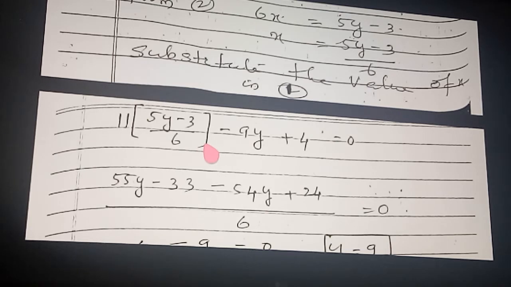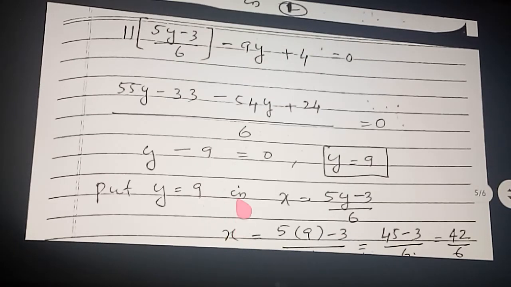If you are not able to do it directly in this way, do one more step, no problem. Now 55y minus 54y, how much will come? y. Minus 33 plus 24, how much will come? 9. So here the bigger number's sign is minus, so minus 9 came. Therefore what is the value of y? y is equal to 9.